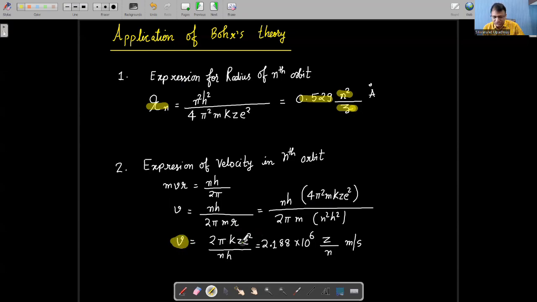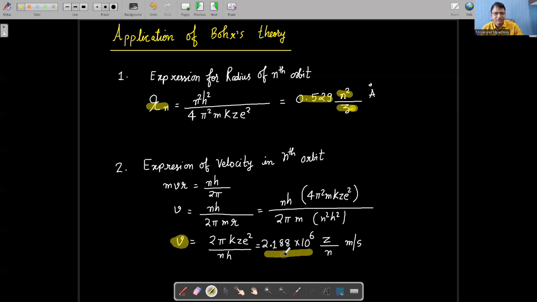And in this expression, Z and n are variables. Others are constant: 2 pi, h, k, e square. These are constant. So if we put the value of all the constants, we should also remember this value, that is 2.188 into 10 to the power 6 multiplied by Z by n. So velocity of electron in nth orbit is equal to 2.188 into 10 to the power 6 multiplied by Z by n meter per second.